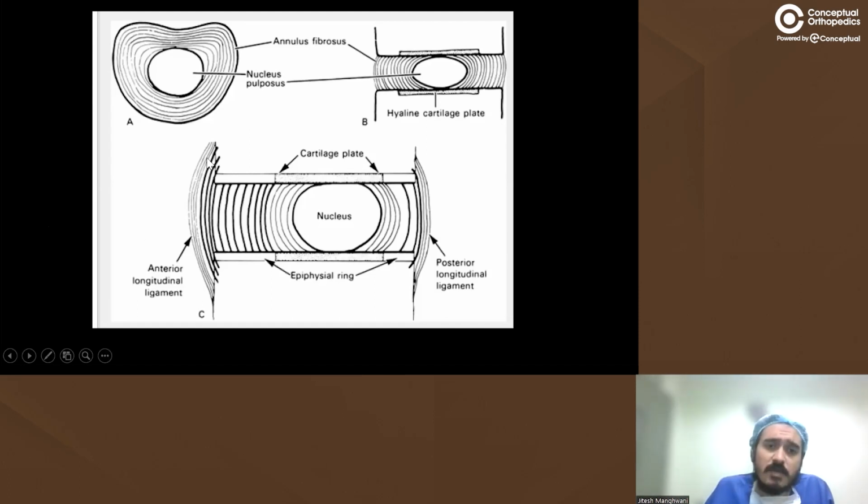And as you see, beyond the outer fibers is the anterior longitudinal ligament on one side and the posterior longitudinal ligament on the other.